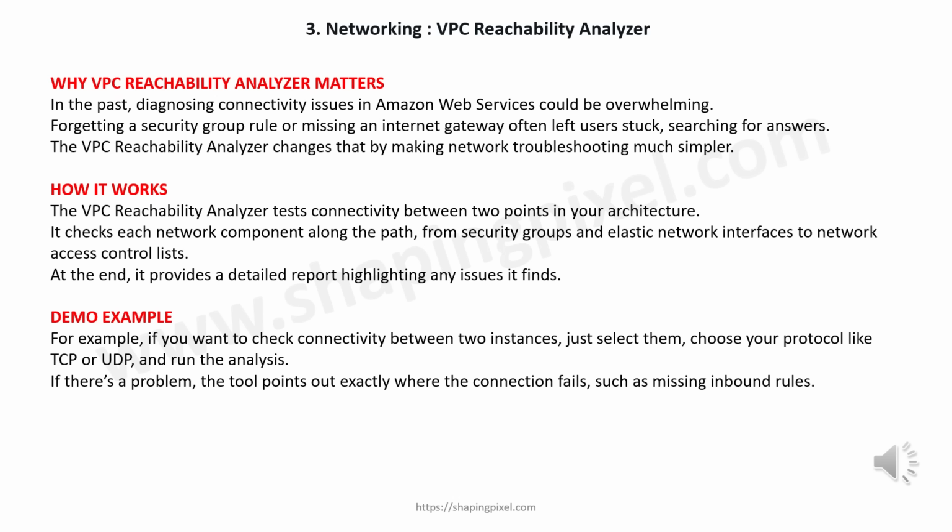For example, if you want to check connectivity between two instances, just select them, choose your protocol like TCP or UDP, and run the analysis. If there's a problem, the tool points out exactly where the connection fails, such as missing inbound rules. This tool supports many endpoints, including VPN gateways and VPC peering connections. For just 10 cents per run, it's a smart way to keep your cloud network running smoothly.